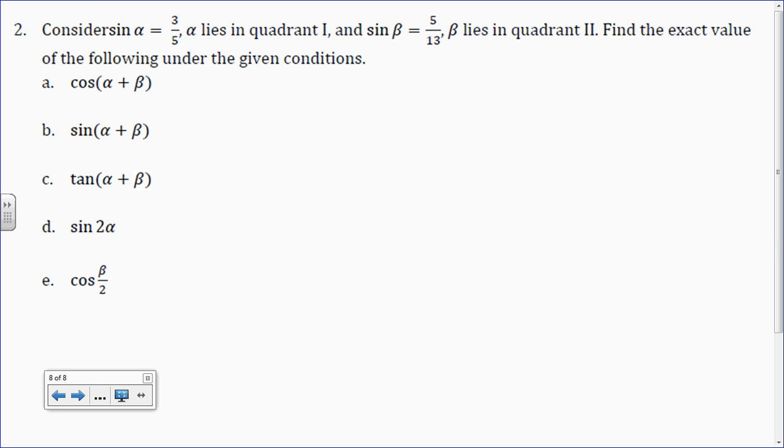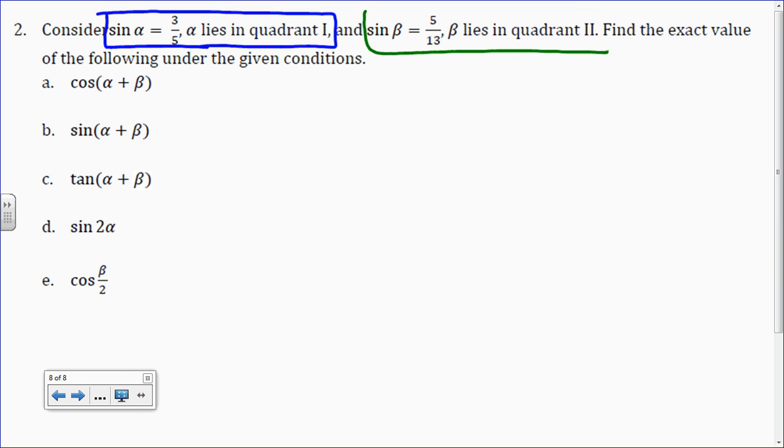For this one, we have sine of an angle in quadrant 1. And then we have another angle. You guys notice there are 2 different variables. We have alpha and we have beta. The other one is in quadrant 2. So what I'm going to do is first, I'm going to draw my angles.